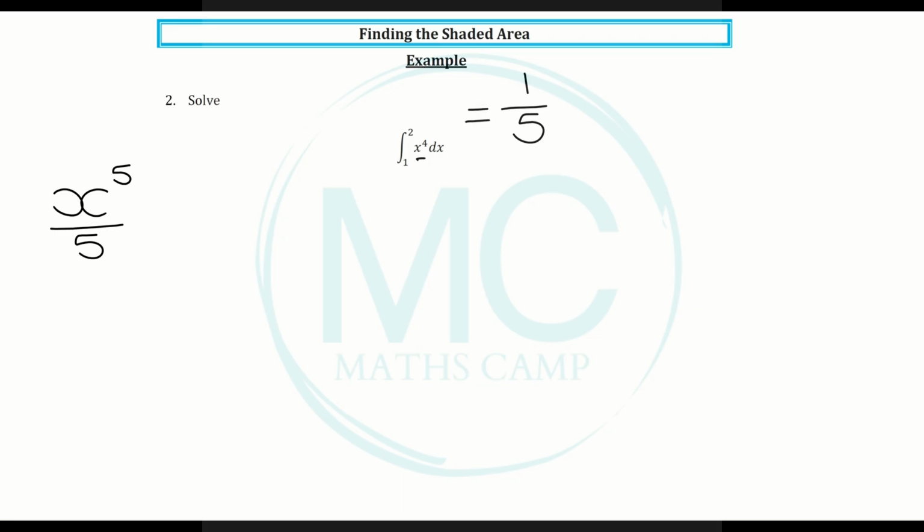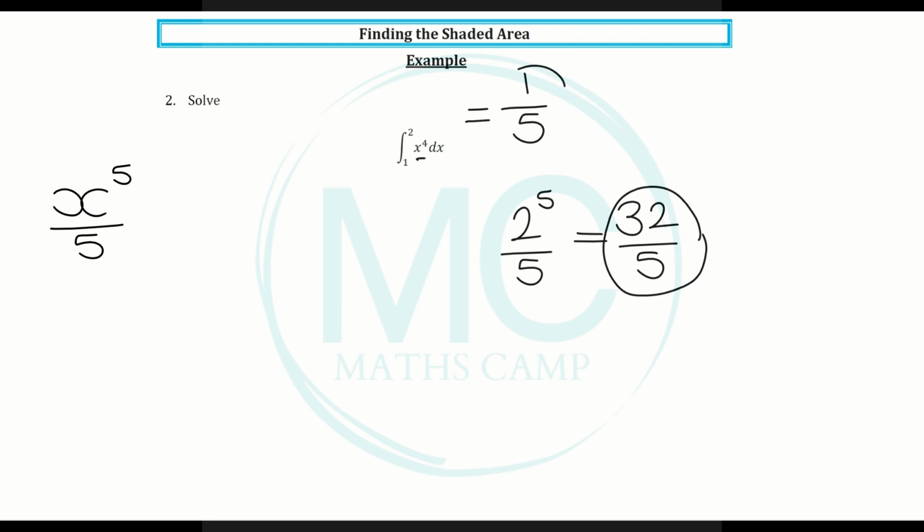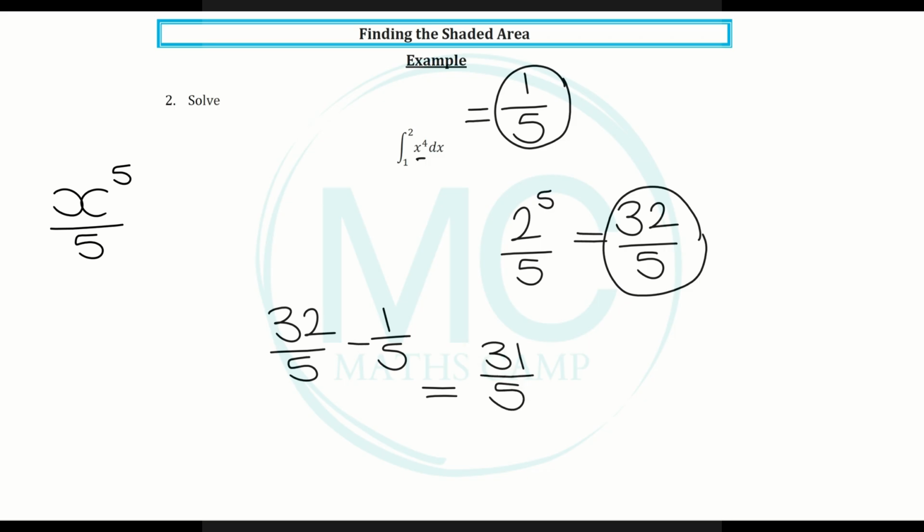Now let's substitute 2 into the equation. I'm going to get 2 with an exponent of 5 over 5. 2 with an exponent of 5 is 32. So 32 over 5. To find the area, we find the larger value and we subtract the smaller one. So in this case, we have 32 over 5 minus 1 over 5, which leaves us with an area of 31 over 5 units.